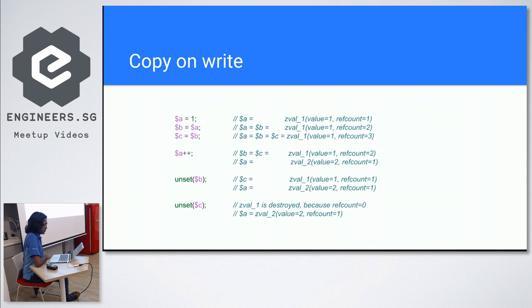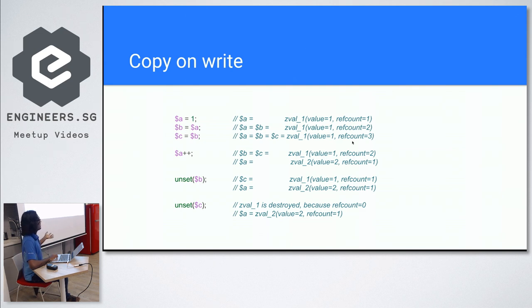So let's go through this. Previously I showed you the zval and the value. So you have variable a here, which is equal to 1. And you have the zval, whose value equals 1, ref count equals 1, because it's assigned once. Now you have b equals a. So what happens is there are actually not two variables, they're one. You can see they point to the same zval. The value is 1, but the ref count is 2 now, because there's one more reference coming in. Now you have c equals b. All three of them point to the same zval. So the value is the same, ref count equals 3.